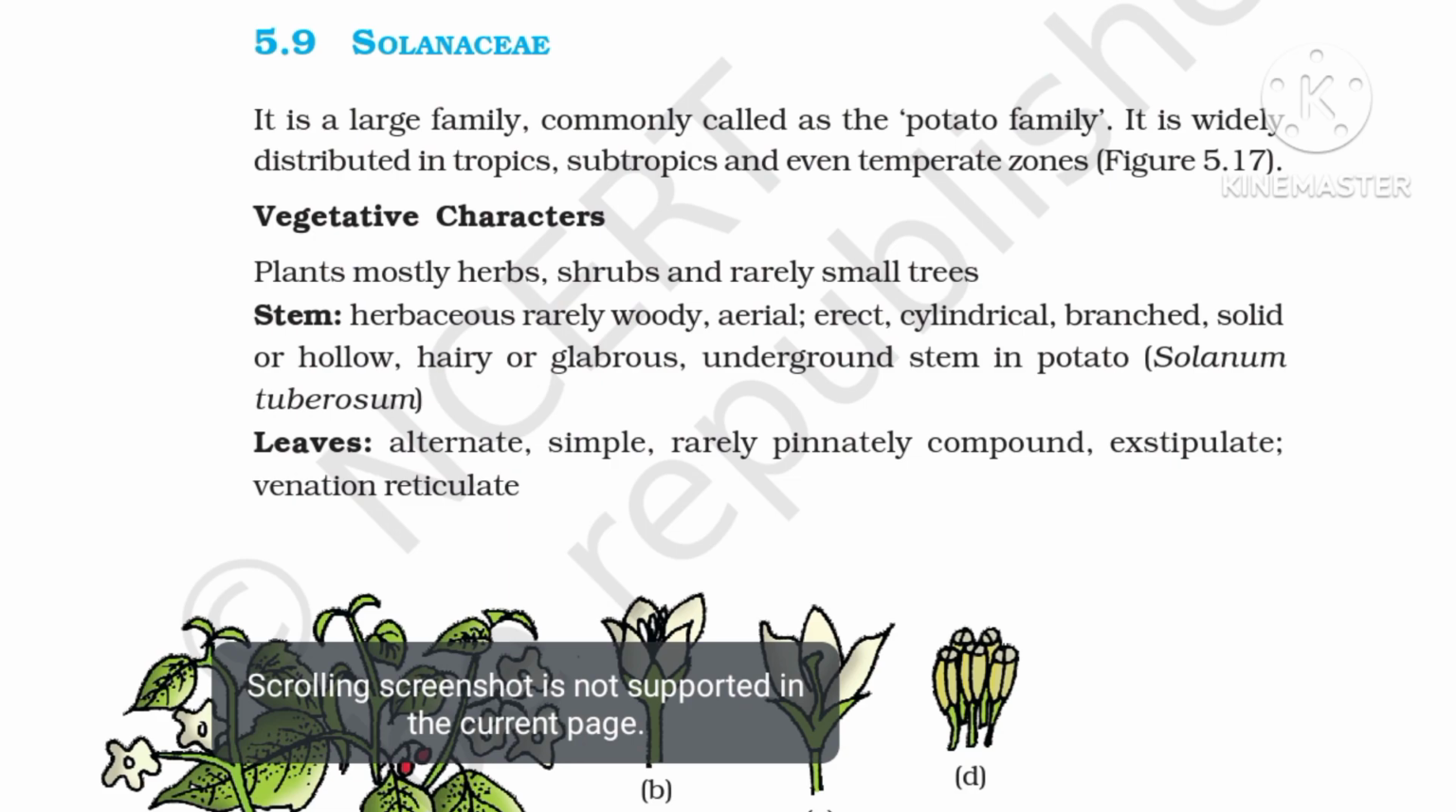Solanaceae. It is a large family, commonly called the potato family. It is widely distributed in tropics, subtropics, and even temperate zones. Vegetative characters: plant mostly herb, shrubs, and rarely small trees. Stem: herbaceous, rarely woody, aerial, erect, cylindrical, branched, solid or hollow, hairy or glabrous; underground stem in potato, Solanum tuberosum. Leaves: alternate, simple, rarely pinnately compound, exstipulate, venation reticulate.